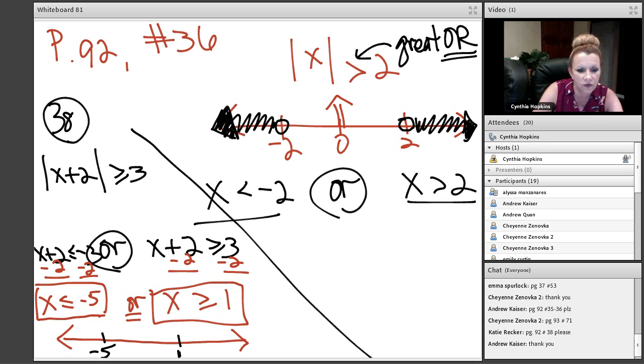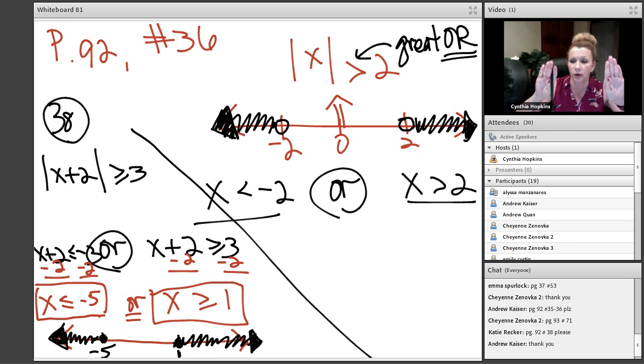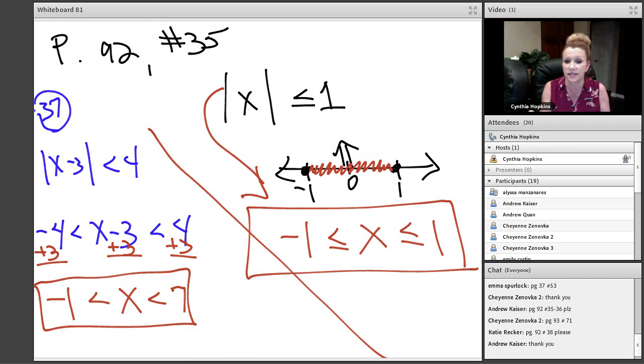So the negative 5, I want a closed circle on there because of the equal sign, and I want to shade to the left. Look at that, far away from your house. And then on the positive 1, I want a closed circle because there's an equal sign, and then greater than, so that's to the right. Look at that, away from your house. See, every single absolute value with a greater than sign, the graph is going to go out.